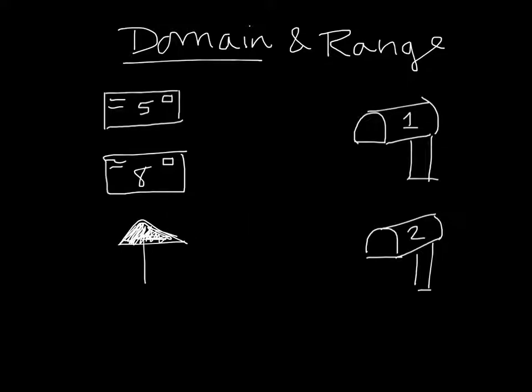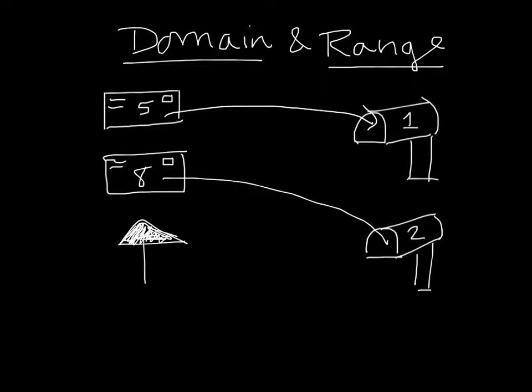And then we go on to our range. Now our range are where the letters go. The letters go into a mailbox. So our range are the 1 and the 2 of where they go. So in this problem, our domain would be 5 and 8, and our range would be 1 and 2 if you were asked what they were.